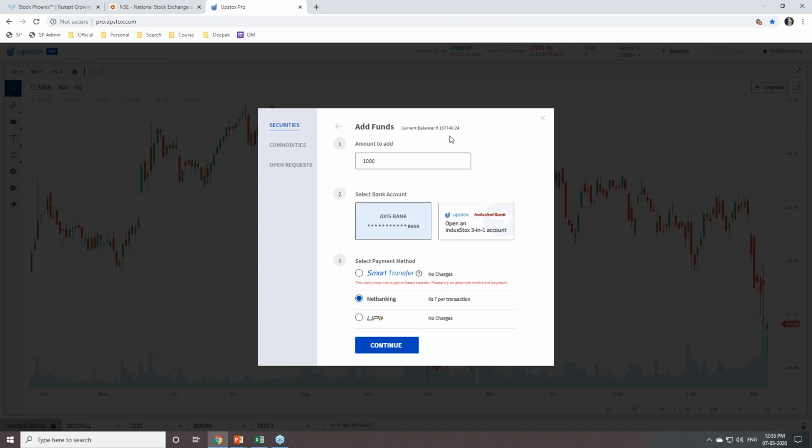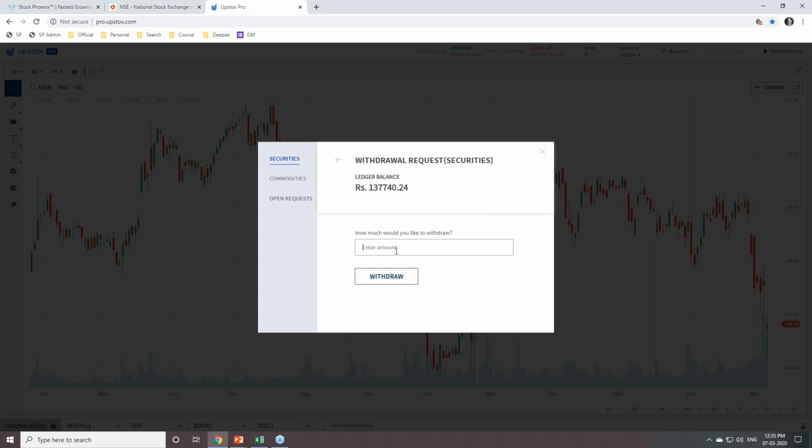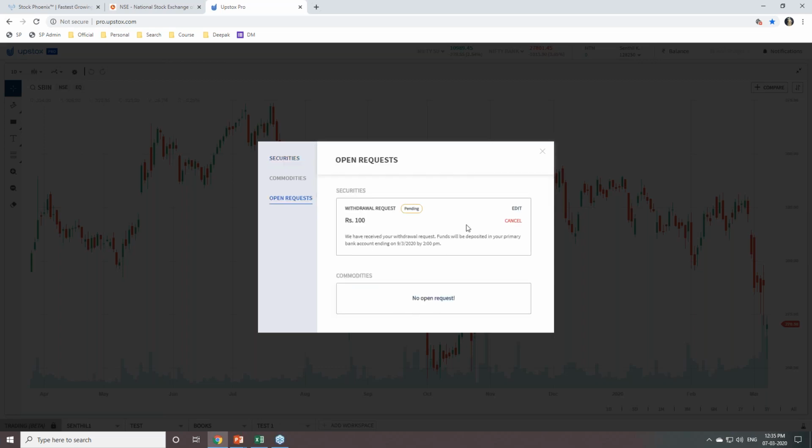Next, for example, you want to withdraw funds. Select withdraw funds. You want to withdraw 100 rupees, or whatever the amount may be. Click on withdraw. So that's all. The withdrawal request is taken. I don't want to do that, so I am doing a cancel.